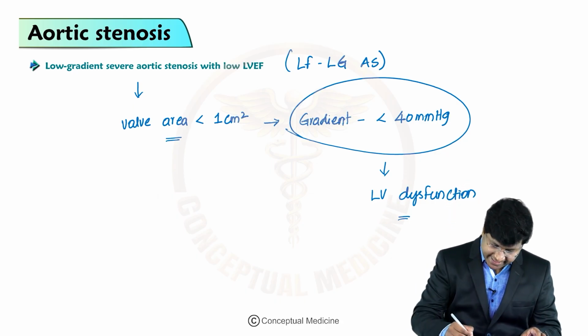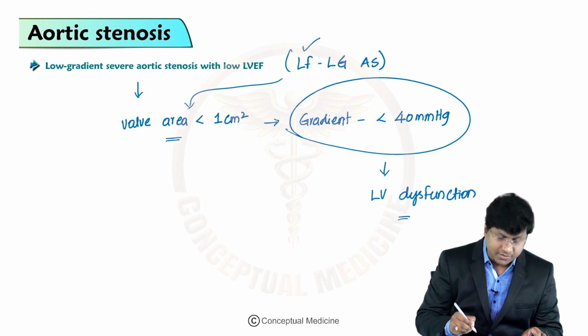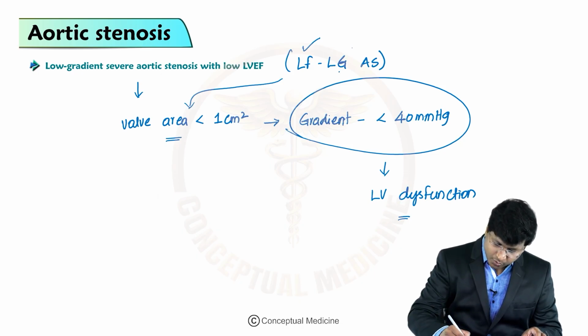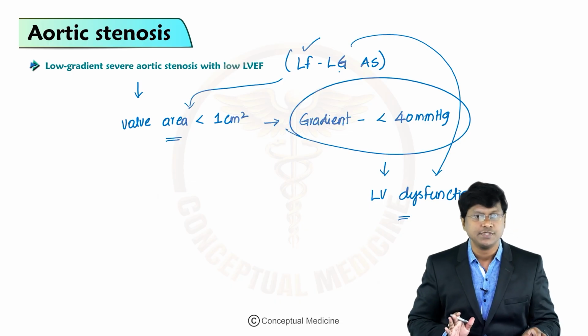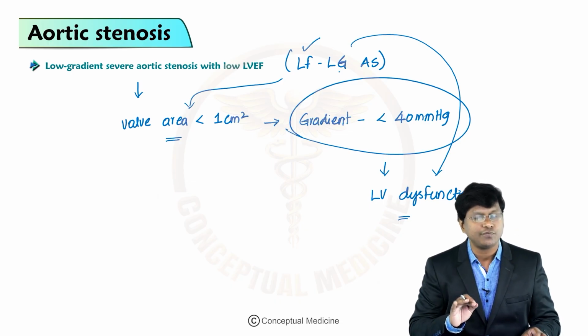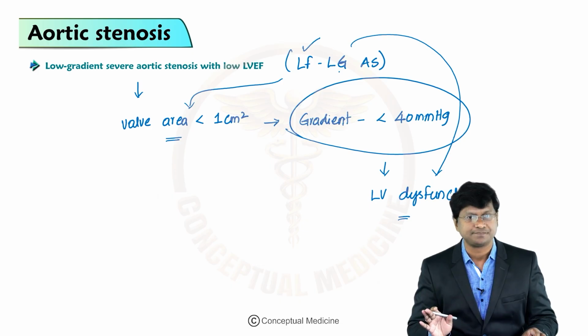Okay, so that is called low flow. Why is it low flow? Because the valve area is less than 1 centimeter square. Low gradient. Why is it low gradient? That is because of the left ventricular dysfunction. So this is called low flow, low gradient aortic stenosis.